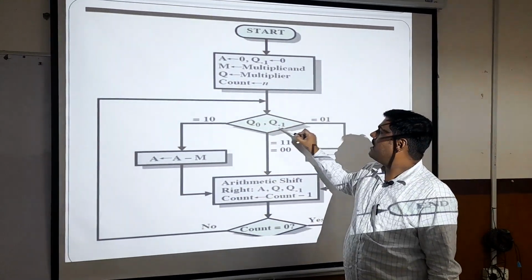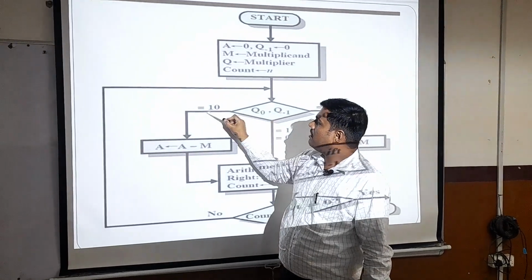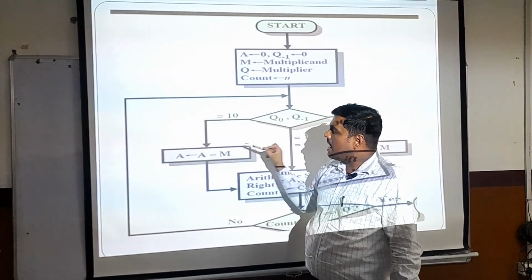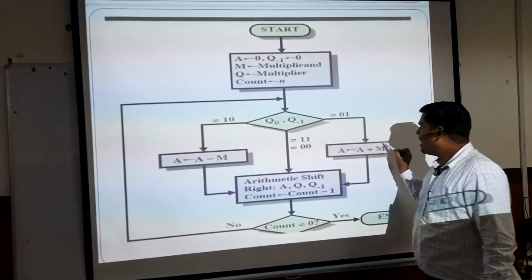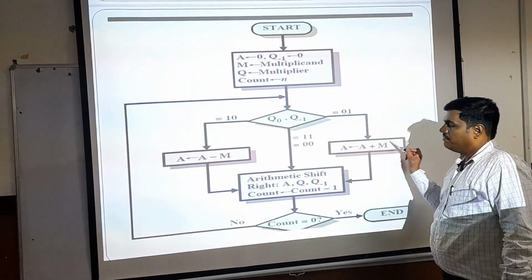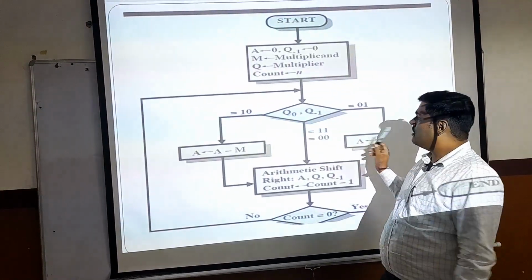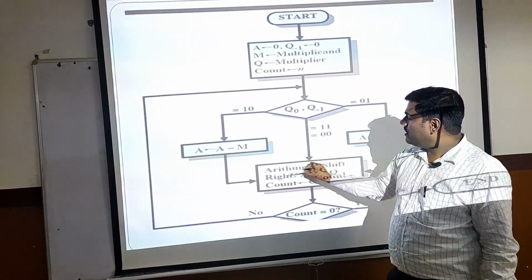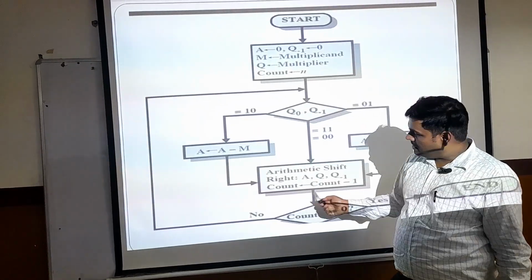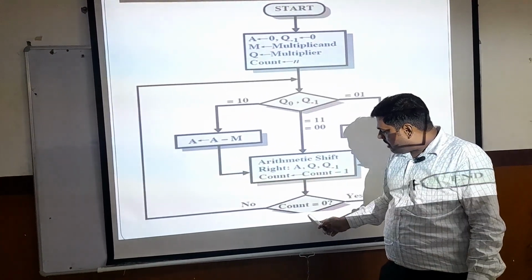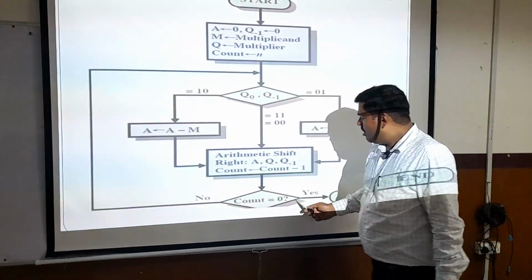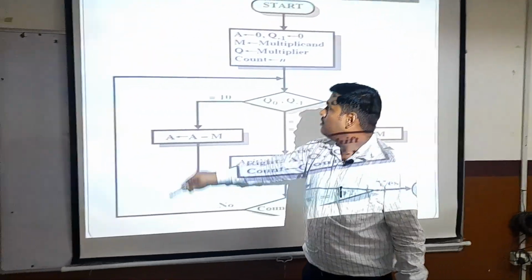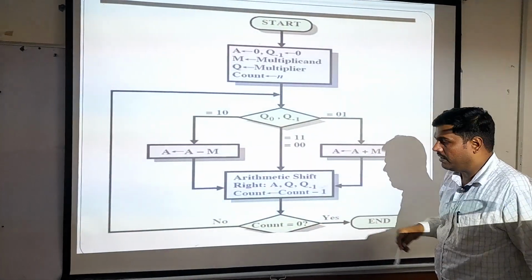Here you check Q0 and Q minus 1. If Q0 Q1 is 1 0, then A is A minus M. Otherwise, for 0 1, you add M. Here you can subtract and you can add. If 1 1 or 0 0, then you do nothing, only shift, and decrement the sequence counter by 1. If your sequence counter is equal to 0, then you stop. Otherwise, you go around again.